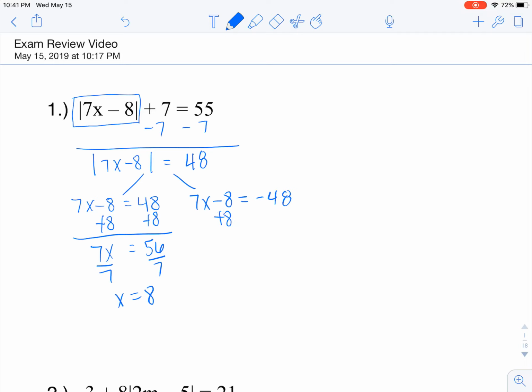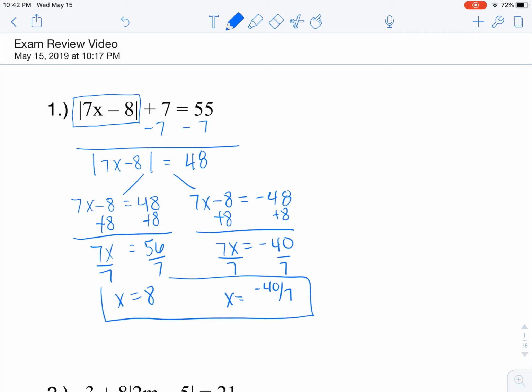And then plus 8, plus 8. So we get 7x equals negative 40, and then divide by 7. Now, this does not divide evenly, so we're just going to leave it as negative 40 over 7. I can't simplify that. More than likely, when you have absolute value, one of your answers is going to be a fraction. Not all the time, but a lot of times that does happen. So those are your two answers for the first problem.